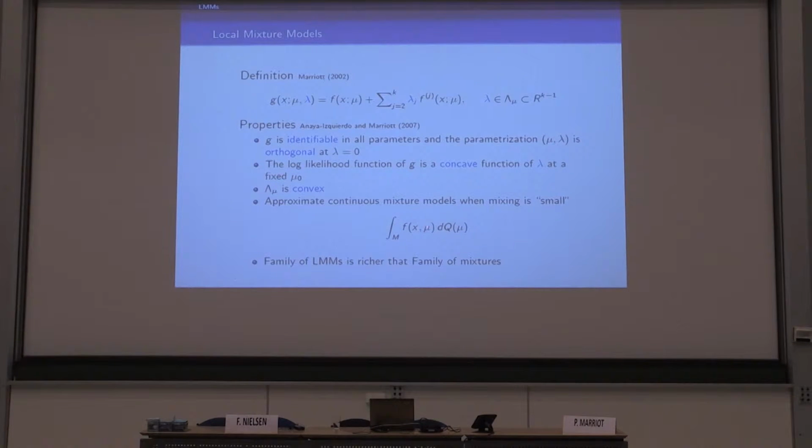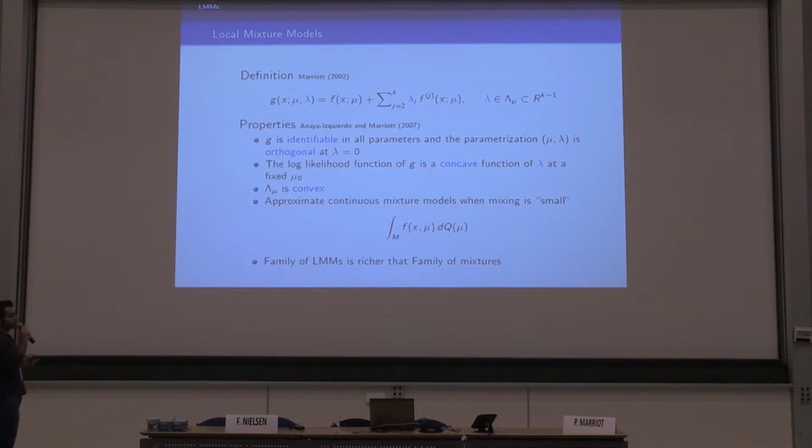Also, the original intention of introducing these models was to approximate this type of mixture. If you have this type of mixture model, which is an infinite dimensional model because Q, the mixing distribution, is not known, what we can do is restrict Q to a small interval M, and call it, as they say, a localizing mixture model. And you can approximate this by a local mixture model to an arbitrary order.